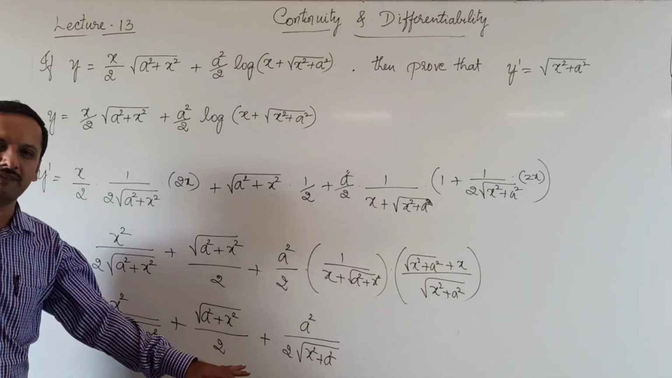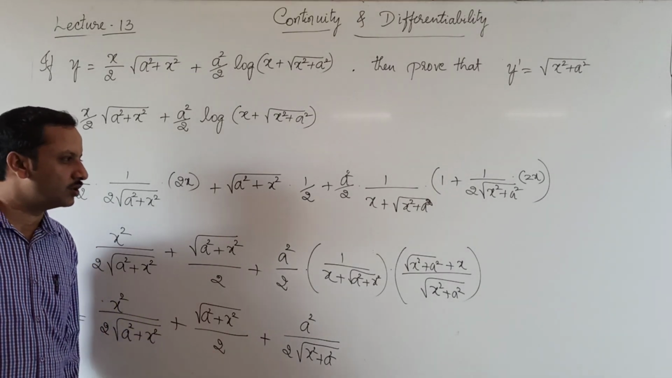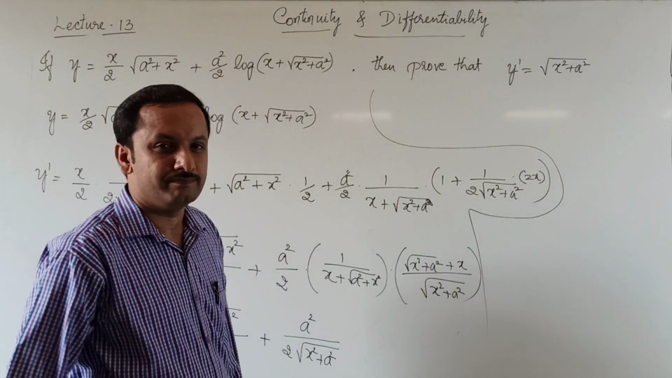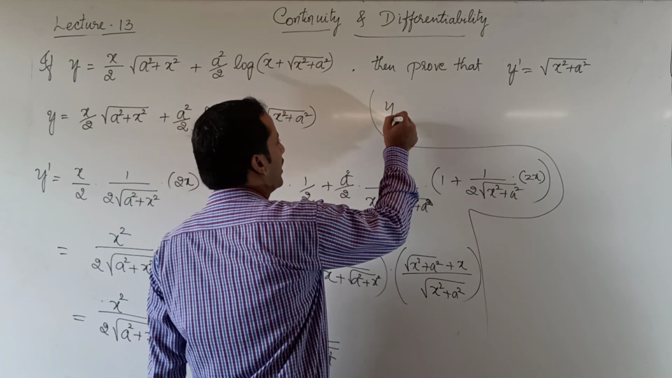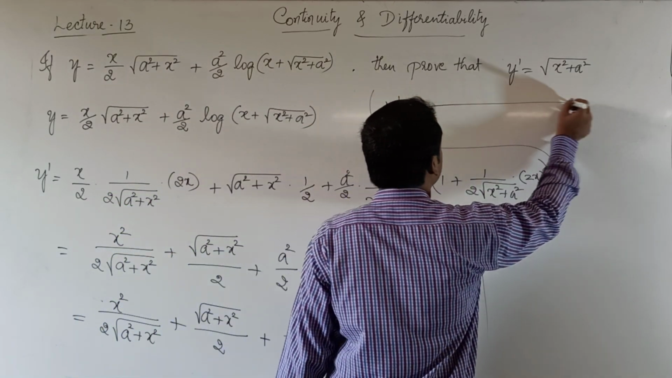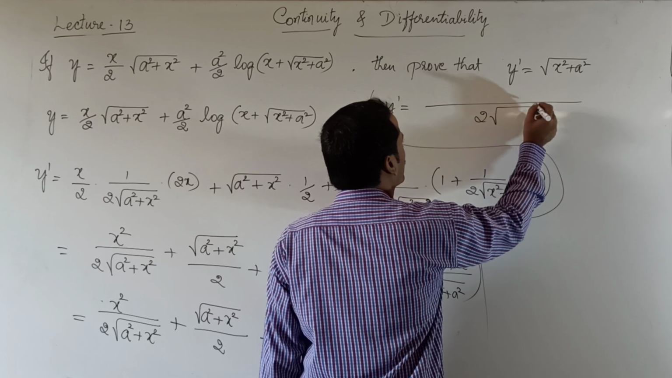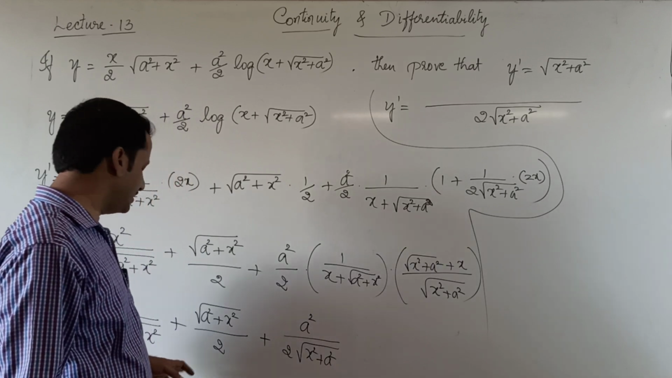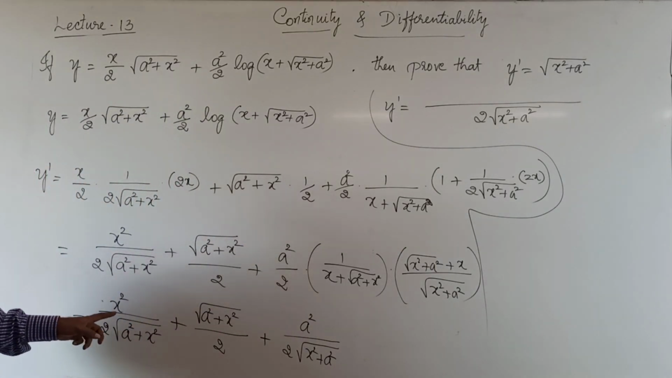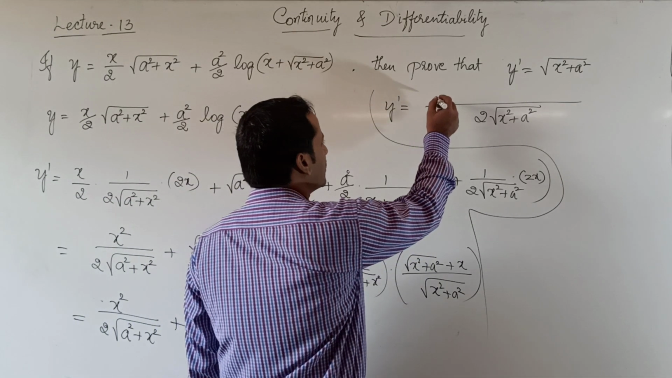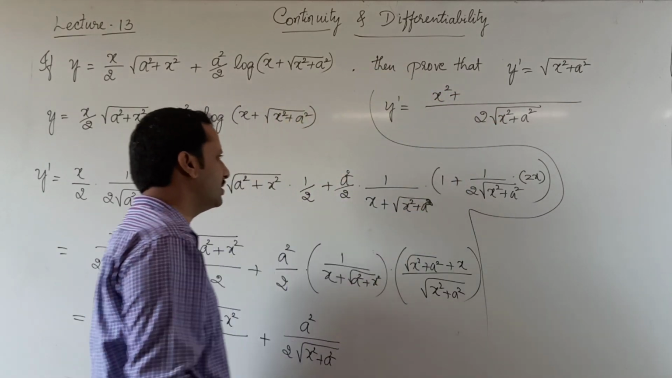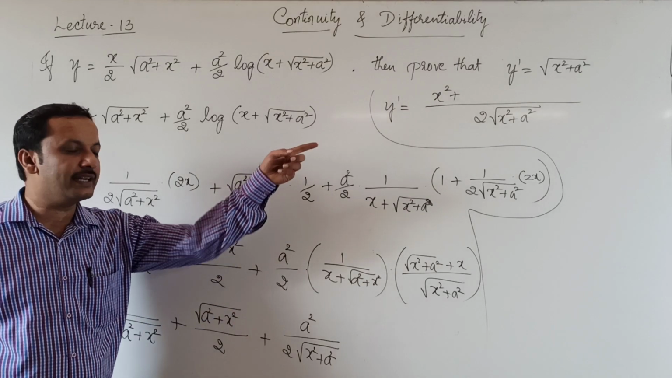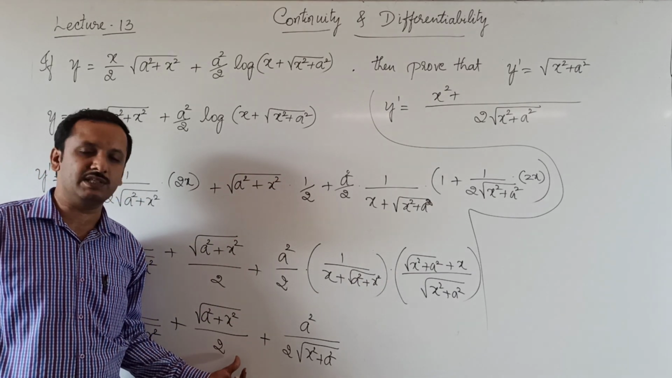Okay, now let us simplify this. I will take the LCM as 2 into root a square plus x square. I will continue here. y dash is equal to, I will take the LCM as 2 into root of x square plus a square. x square plus a square or a square plus x square, both are one and the same. So now if I do that, I am getting x square in the first term because the denominator is the same as that of the LCM.